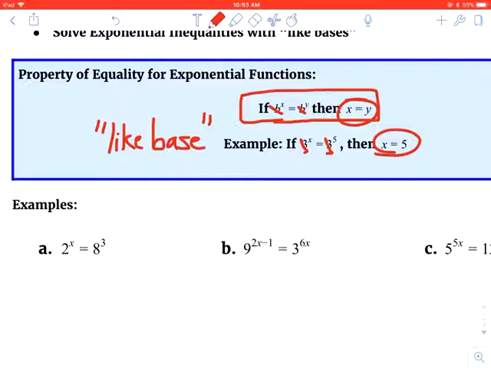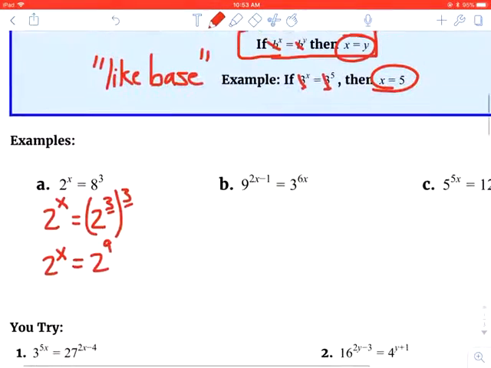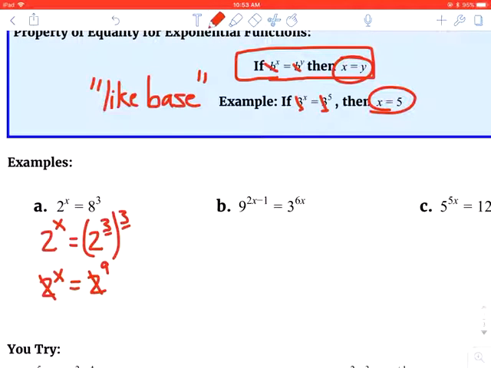We're given 2 to the x equals 8 to the 3rd. We can rewrite the 8 as 2 cubed, because that's equivalent to 8, and then it still has a power of 3. So in our first step, we just rewrote the 8 as 2 cubed, and then we are allowed to simplify. So 2 to the x would equal 2 to the, and then we multiply the 3's together to get 9. And now you can see they have a like base of 2, so we're able to just cancel those out and say that x equals 9. And that would be our solution.